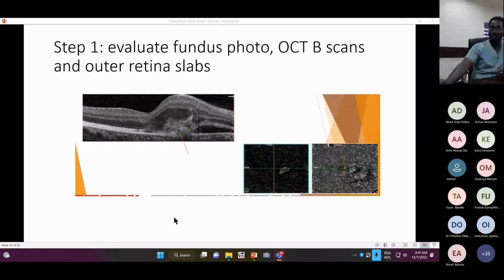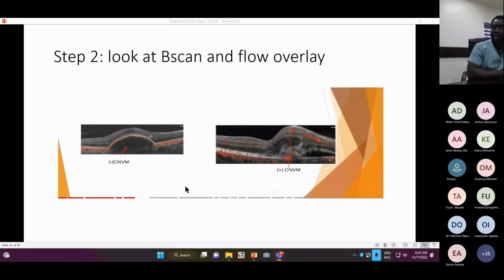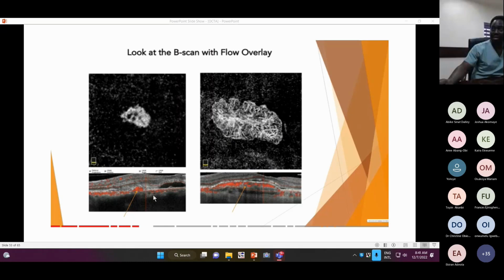Number two is to look at a B scan and the flow overlay. The flow overlay is very important. These red areas show us areas where there's high flow. Now there's no choroidal neovascular membrane here, and you can't see any high flow there. There's a choroidal neovascular membrane here. You can see the high flow. So that's very important to know. Here is also an example, you can see this high flow here.